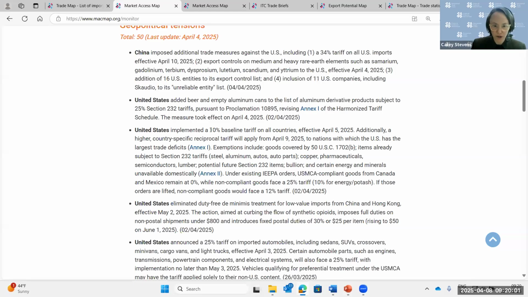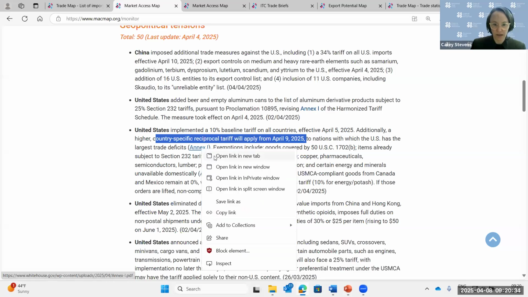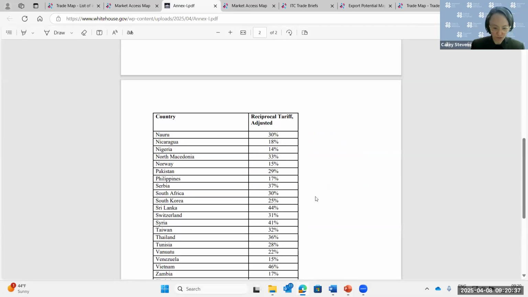And as we were mentioning earlier, you have this 10% baseline tariff that applies to most countries effective April 5th. And then you have this country-specific reciprocal tariff, which will start applying tomorrow. So these are higher tariffs that are applied to countries with which the US has the largest trade deficits. And if you want to see a list of those countries and the tariffs that apply, you can click on Annex 1 here, and it will pop up here. So we can see, for example, Vietnam is going to face a 46% additional tariff starting tomorrow.